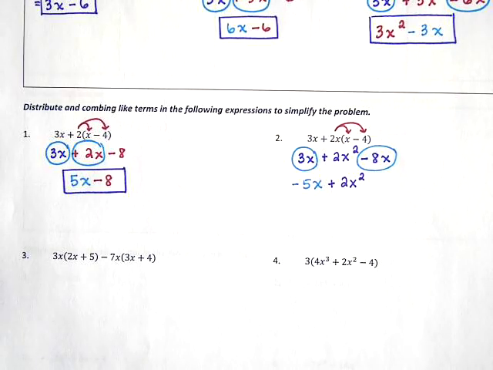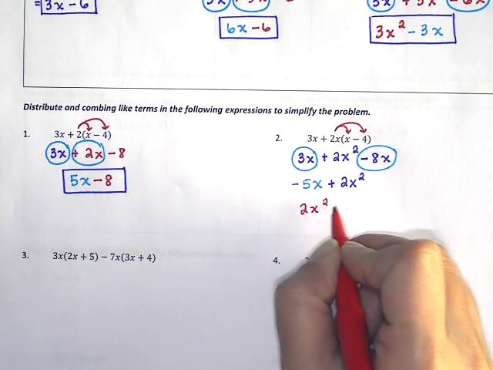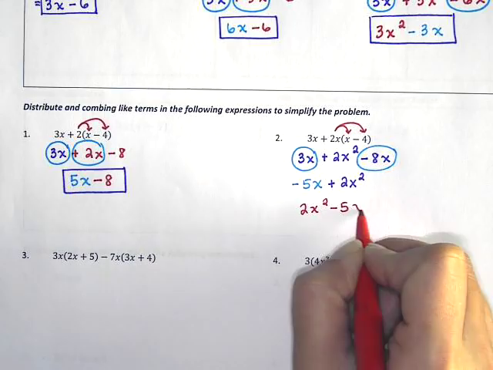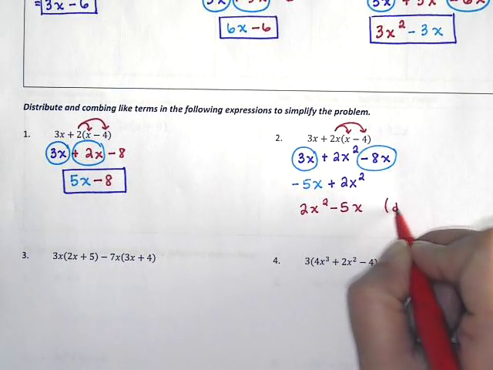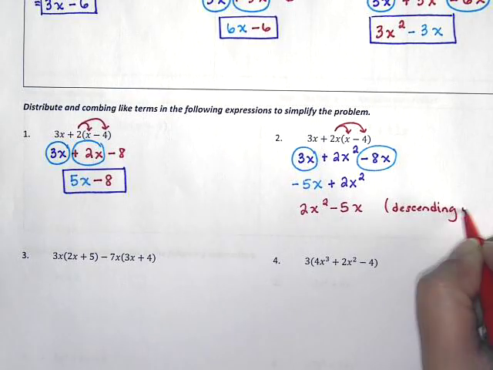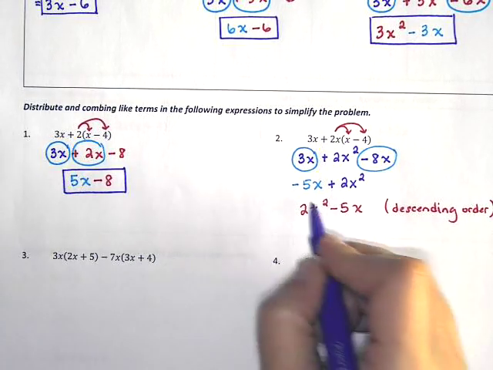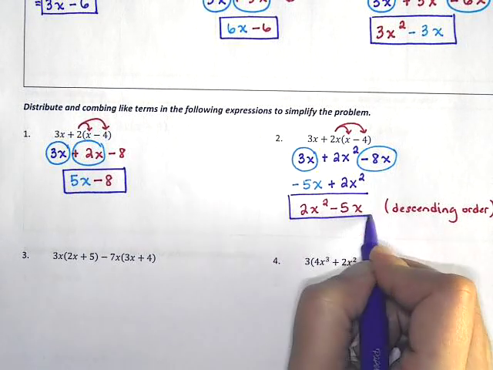However, I want my final answer to be in descending order. So descending order would say that the 2x squared needs to go first and then the minus 5x. This is descending order. So this would be my final answer.